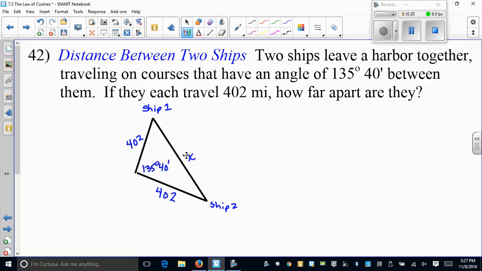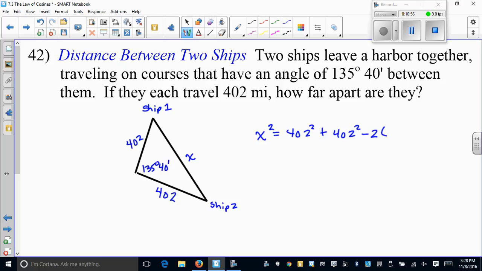So at this one here, we have two sides and an angle, and we want to find this side. So we want to find the side opposite the angle. So nice little law of cosines here. So we're going to go with x squared is going to be 402 squared plus 402 squared minus 2 times 402.